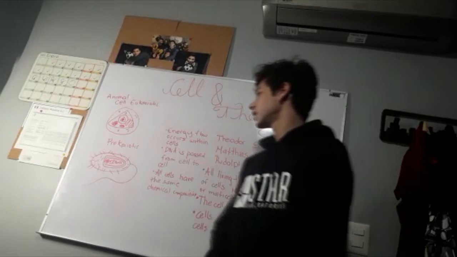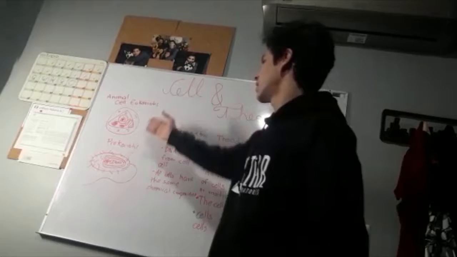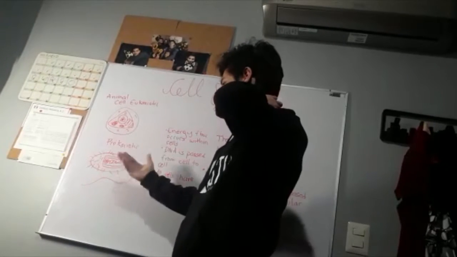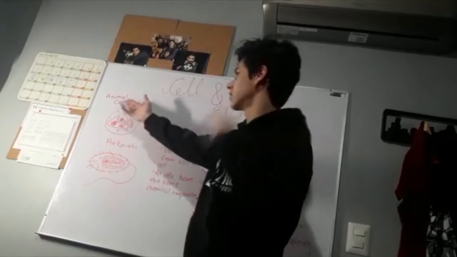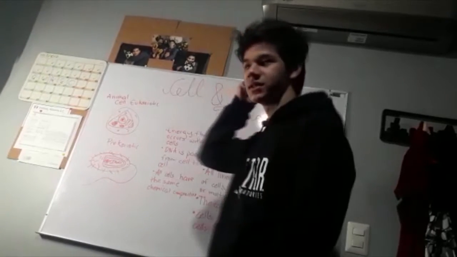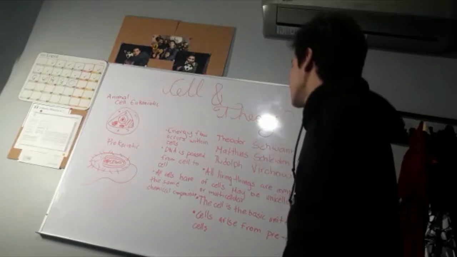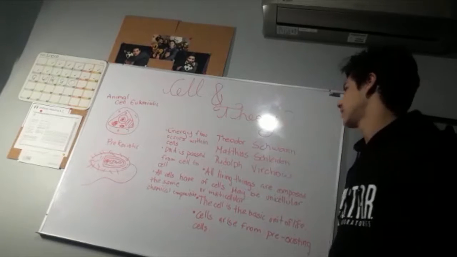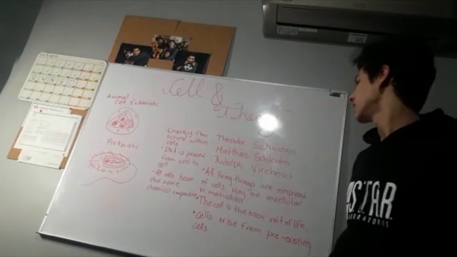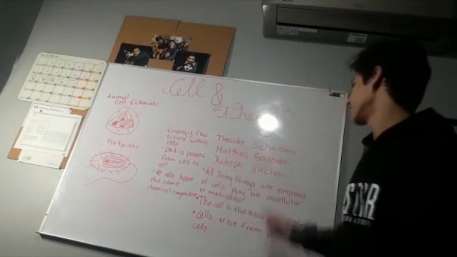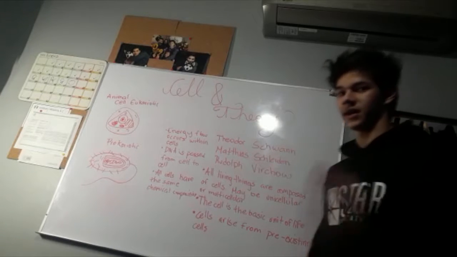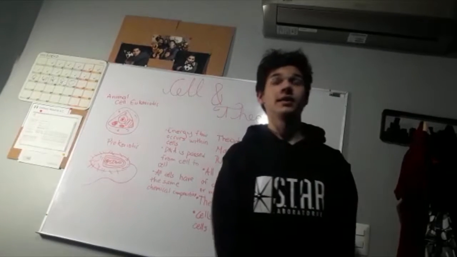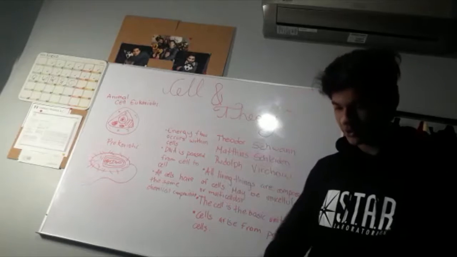Now, cells can be divided into eukaryotic and prokaryotic. Eukaryotic cells are these ones, and prokaryotic are these ones. These are known as animal cells, and these are plant cells. Now, the cell theory. There were three scientists who made this theory: Theodor Schwann, Matthias Schleiden, and Rudolf Virchow. The cell theory states: all living things are made of cells. And these living things may be multicellular or unicellular.